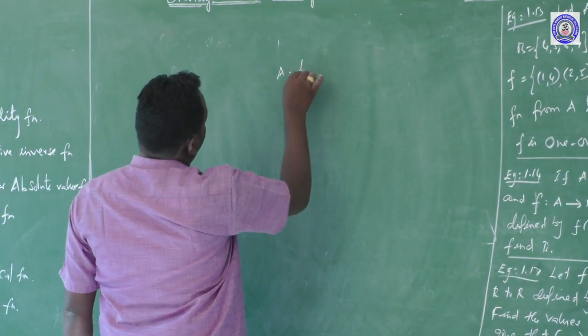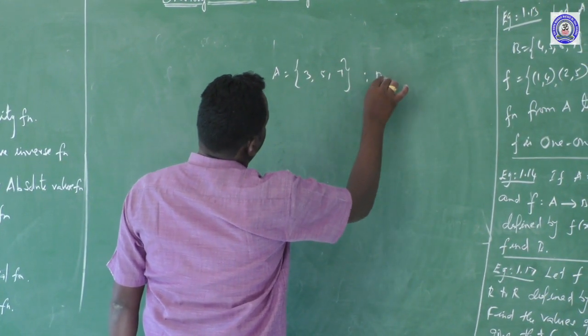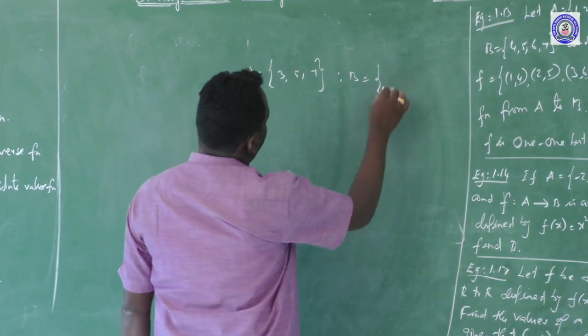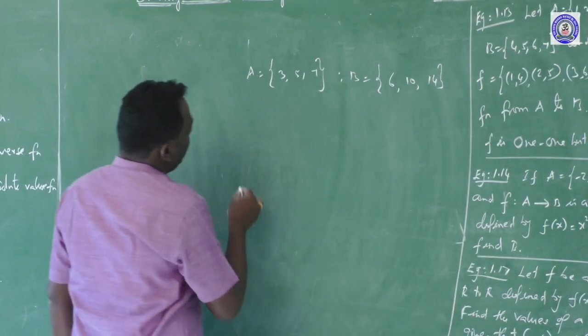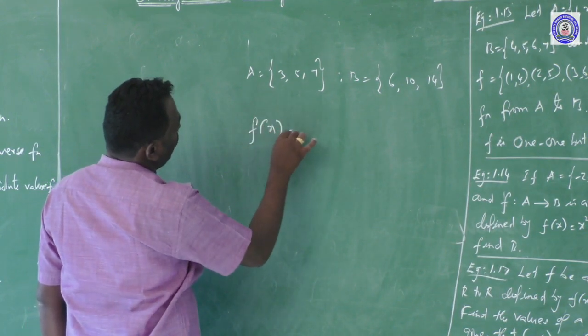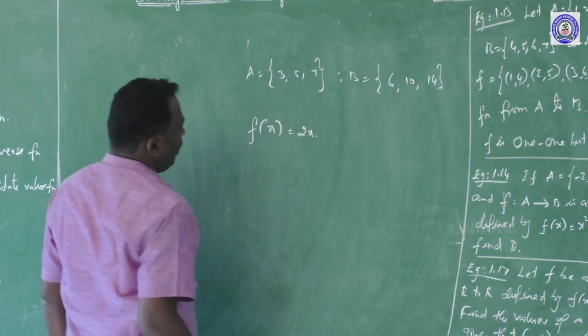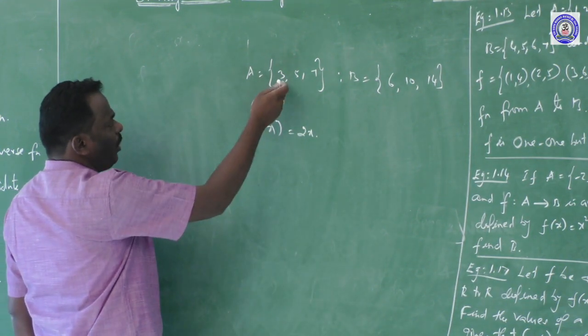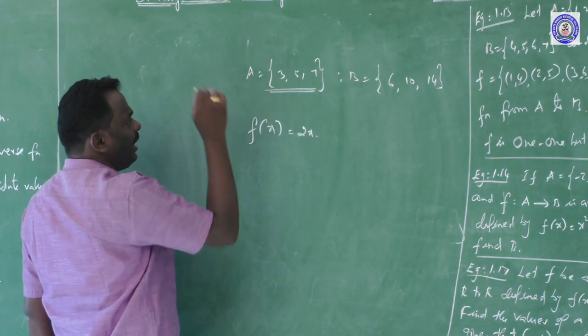Let us consider set A equal to {3, 5, 7}. Then set B has elements 6, 10, 14. Now the function is defined by f(x) = 2x. So now what we know is to find the range; the x values belong to set A.